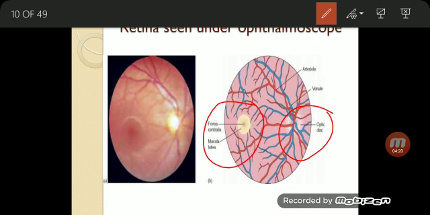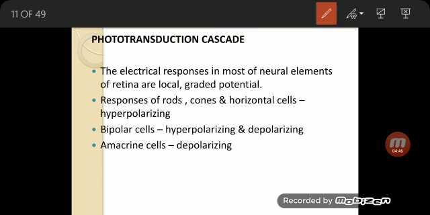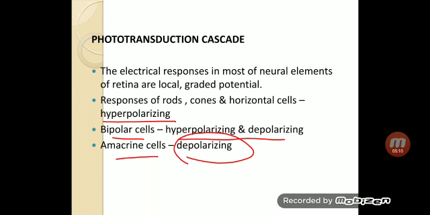Now moving on to the topic of the phototransduction cascade. Before this, just remember the responses of rods and cones. Horizontal cells are hyperpolarizing, bipolar is hyperpolarizing and depolarizing, amacrine is depolarizing. So you know that the photosensitive pigments present in rods and cones are concerned with chemical basis of visual process. The chemical reactions involved in these pigments lead to the development of electrical activity in the retina and generation of impulses, which are transmitted to the optic nerve.